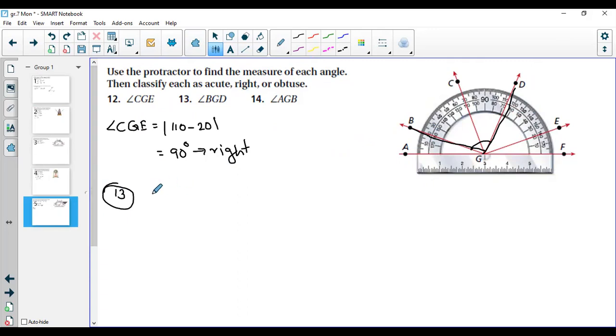So if both the hands are not on 0, what do you do? You need to subtract. Put the absolute value lines. So take the numbers. Angle B is 160 here. So let me take it as 160 minus hand D, which is on 70. So 160 minus 70 will give me 90 degrees again. Don't put absolute value there. 90 degrees, which will again make it a right angle.